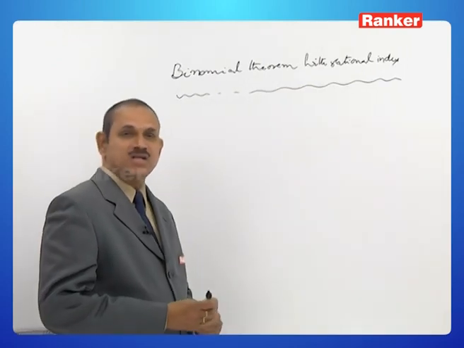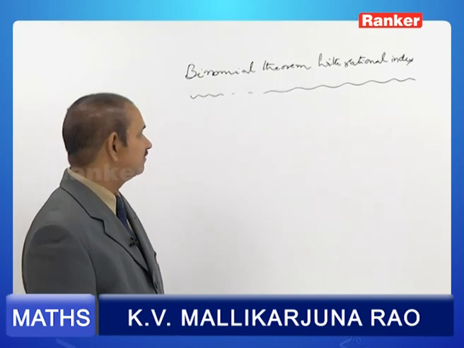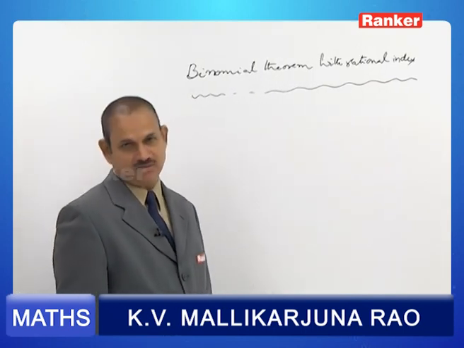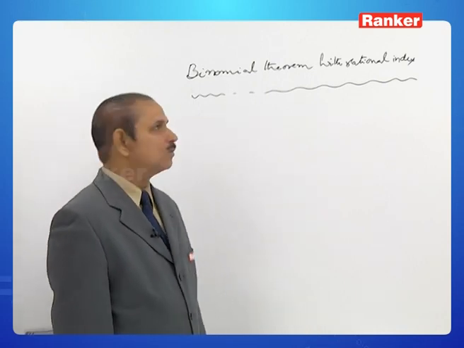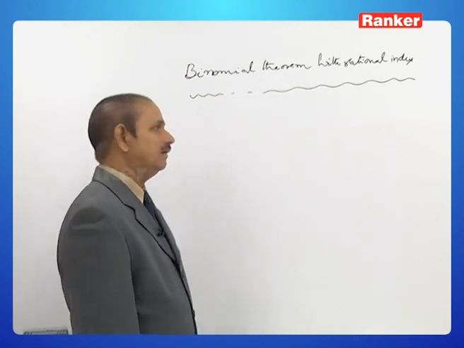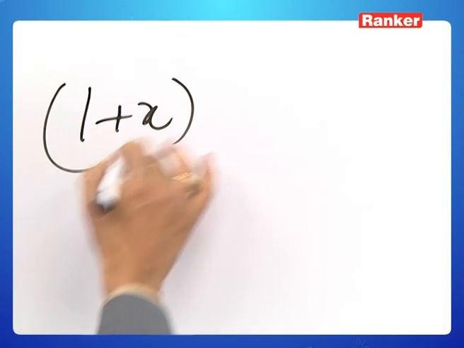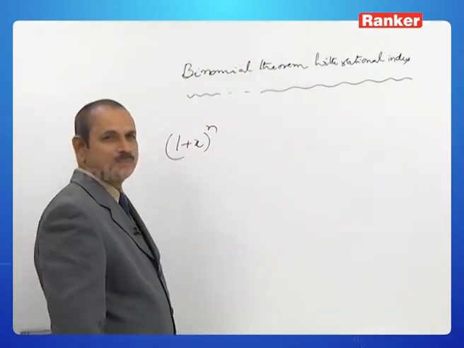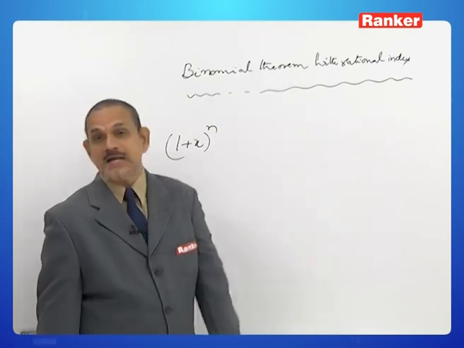So far we have seen and learnt the main features of the binomial theorem with positive integral index. Now it is time for us to look towards the binomial theorem with rational index. We are now going to study the nature of the expansion (1 + x)^n when n is a rational number.